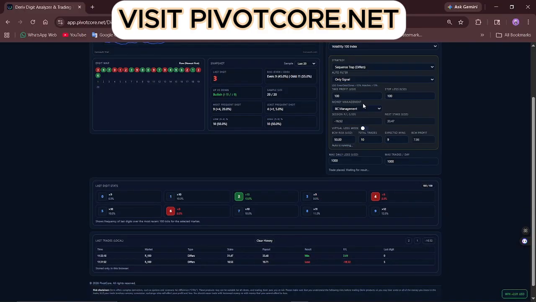What I love about PivotCore.net is the stability. It's built to handle the API connection smoothly, ensuring there's no lag between the signal and the trade execution. This is crucial when you're dealing with digits where every second counts. Now, let's start the bot. Watch how it analyzes the last digit pattern.